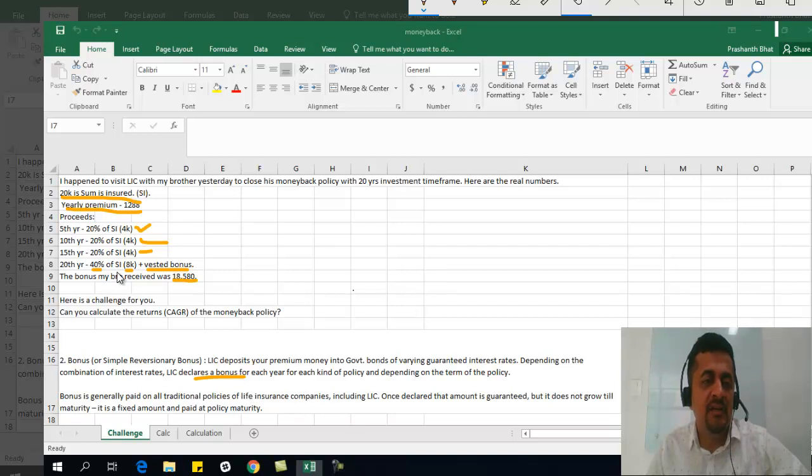Which means that in year 5, if the declared bonus is, let's say, 1,000 rupees, it is there in the account as vested bonus, but this 1,000 is paid at the end of 20 years. And this 1,000 does not again earn any returns for the 15 years, but it just is there and is paid back to you at the end of 20 years. We need to calculate what is the rate of return.